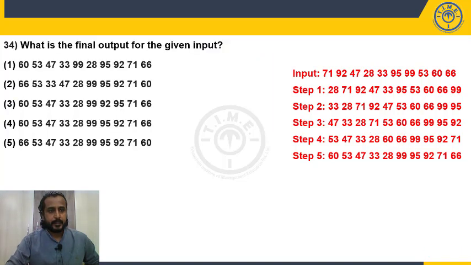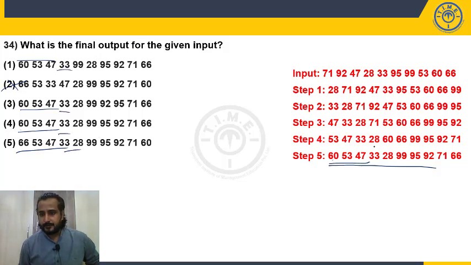Now, what is the final output for the given input? It should be my final output. So check it. 60, 53, 47, fine. Next 33, okay. Next 28, 99, 95. 28 was already eliminated, okay. 28, 99, 95, yes, okay.